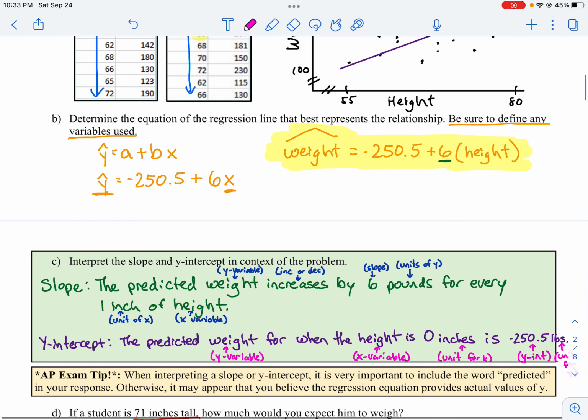So we can use our calculator to generate that least squares regression line. Again, we put our data into list 1 and list 2. We hit the stat button. We go over to calc, and option number 8 was lin reg a plus bx. And so it will tell us what our a value is, what our b value is, and then we substitute those in.